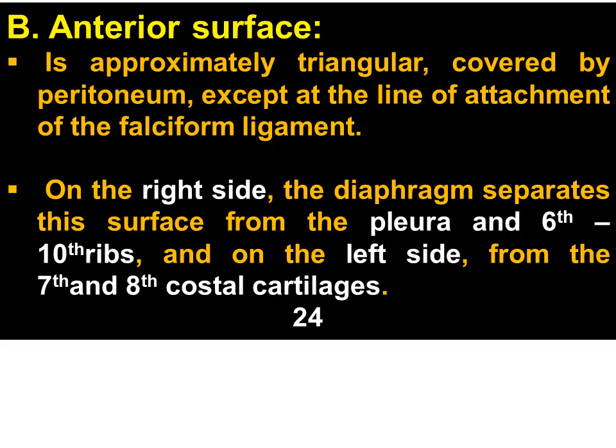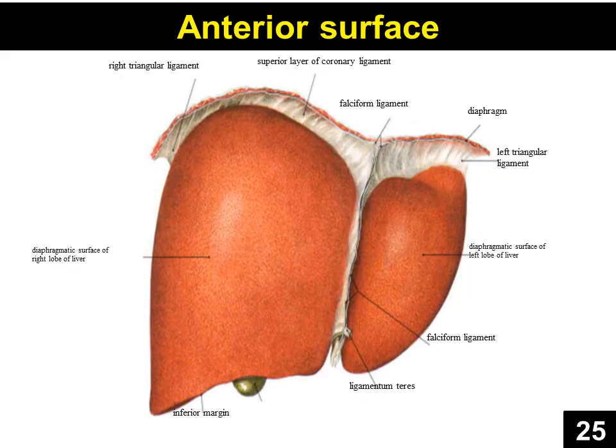الانتيريور سيرفيس نروح إلى الصورة. هذا هو الانتيريور سيرفيس. الانتيريور سيرفيس شكله triangular مثلث and covered by peritoneum except قلنا at the line of attachment of falciform ligament. يعني كله هو مغطى بس الفشر اللي هو at the falciform ligament. على on right side الدايفرام يفصله عن شنو؟ from the pleura والأضلاع. يعني احنا نجي أول مرة نقول من الضلع السادس إلى الضلع العاشر.